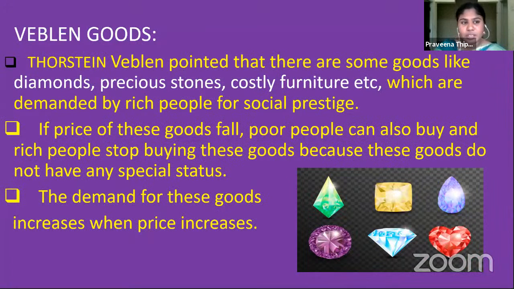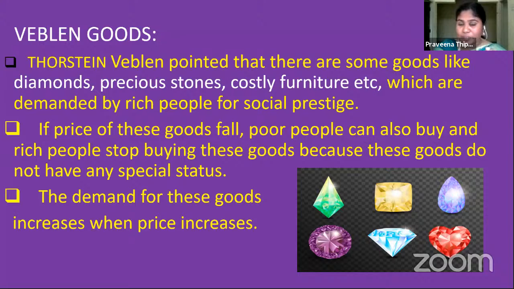Another exception, children, is Veblen goods. Thorsten Veblen pointed out that there are some goods like diamonds, precious stones, costly furniture, etc. These are demanded by rich people. Why? In order to maintain a status in society. So when the price of these goods falls, these people don't prefer to buy them.